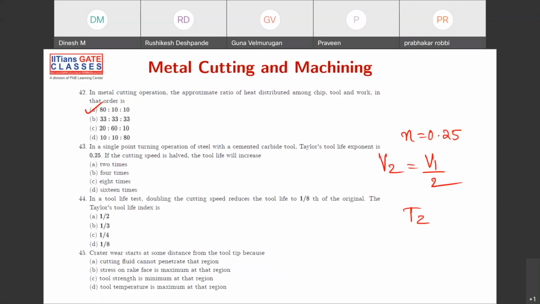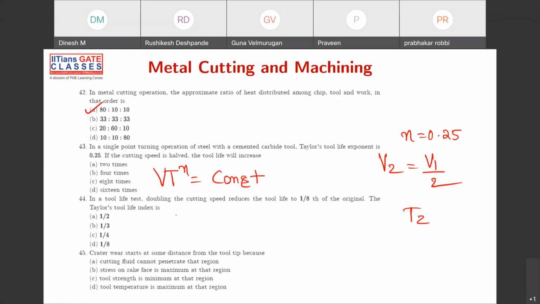Rishikesh is saying 16 times. Any other answer? How did you get 16? You know the formula, that is VT to the power of n is equal to constant. You know that. Okay. Answer B for Prabhakar. Why 4? We have to see now.